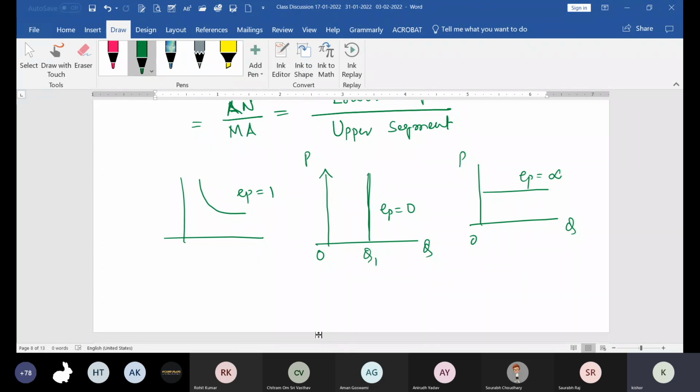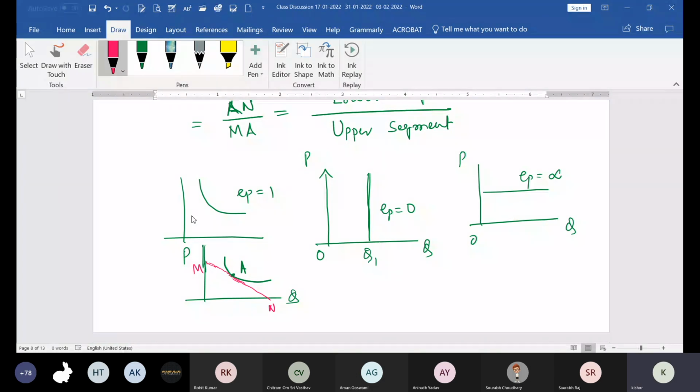Okay. And suppose it is a curve. You need to measure elasticity at point A. How will you do it? You will simply draw a perpendicular here. Tangent. You will simply draw a tangent here. You are drawing a tangent MN, suppose, on point A. And then, just like any straight line, you are measuring that elasticity value. Very easily you can do it. Okay. So in that way, you can go on discussing elasticity.